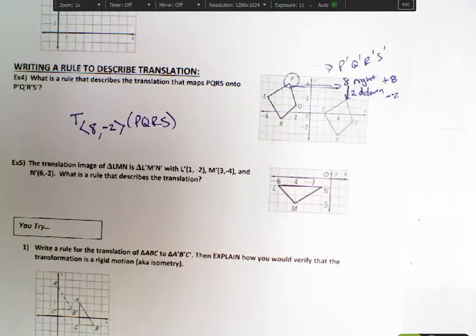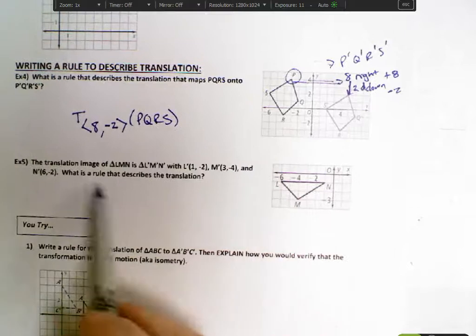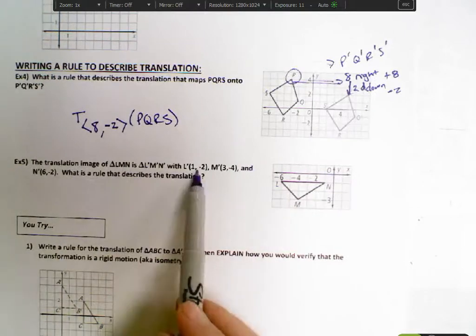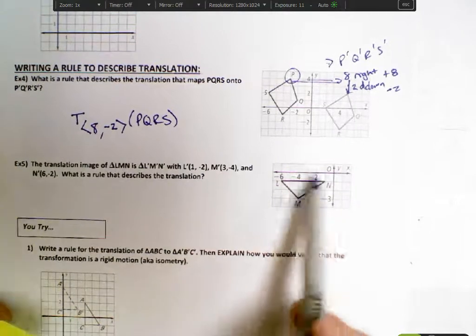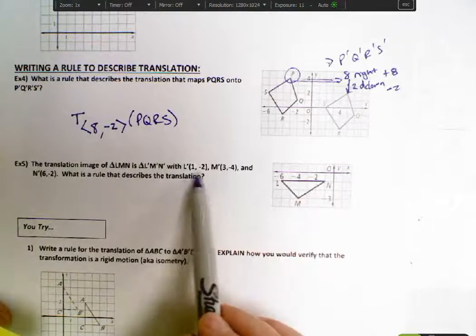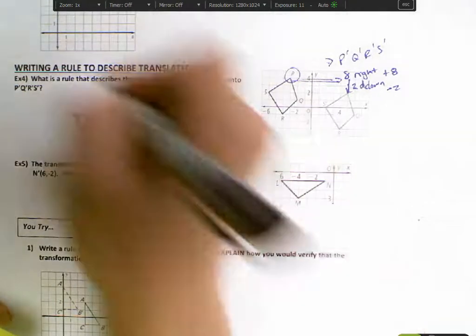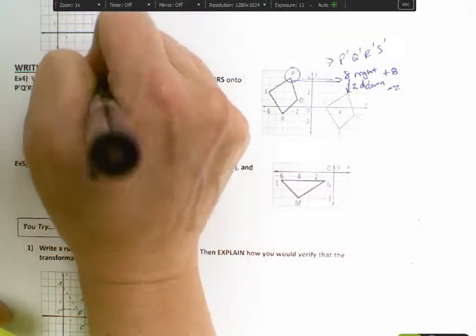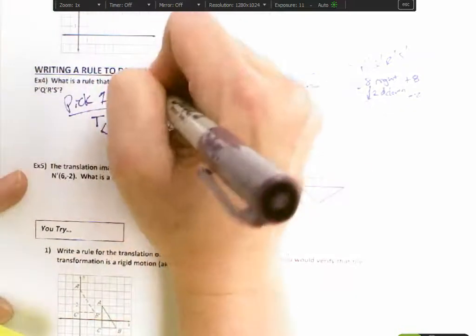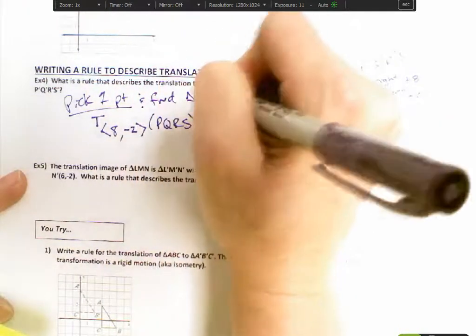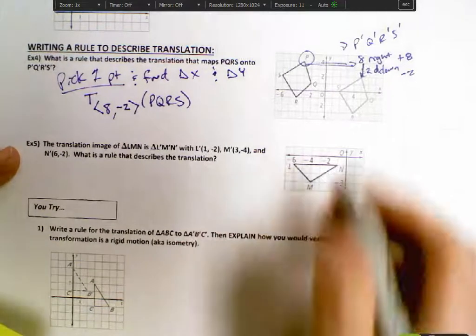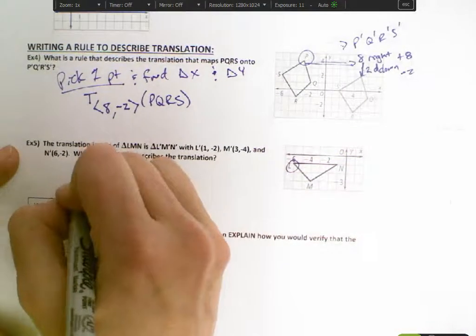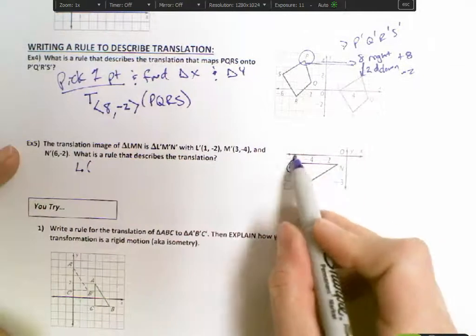Simple, simple. This one says the translation image is at. So they didn't graph the image for us. They gave us the pre-image, so we can go figure out what the points are in the pre-image and how we got to the image. So pick a point, so just like this, pick one point and find change in X and change in Y. Okay? Same thing here. So I'm going to use L. Doesn't matter which point you pick. I know that L is at -6, -1.